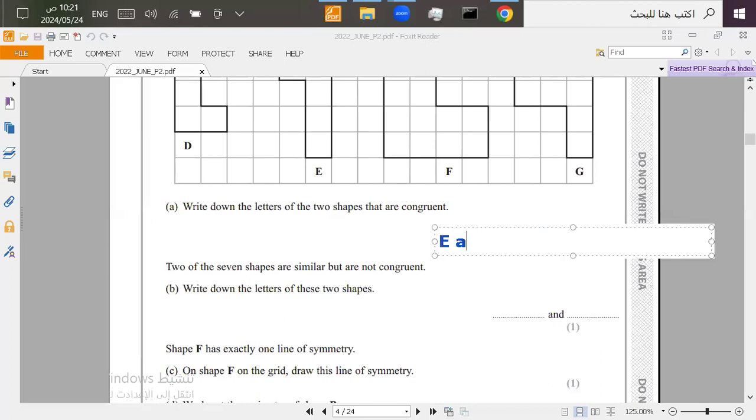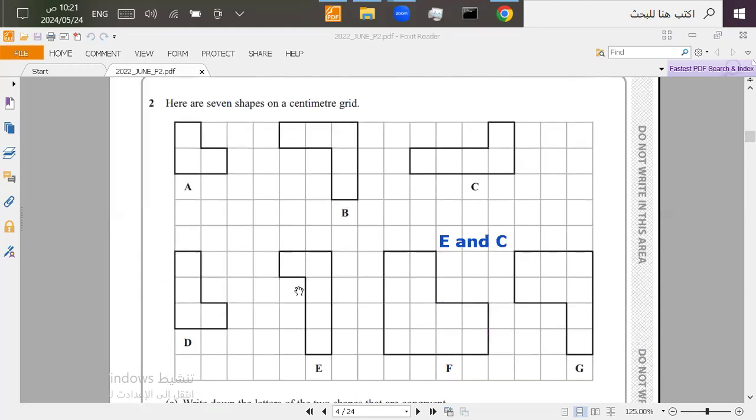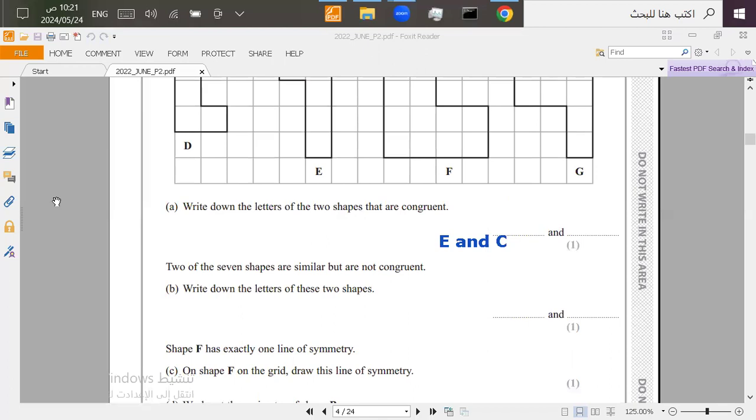E and C. Okay. So these are congruent shapes. E and C. This and this. Okay. Next question is here.